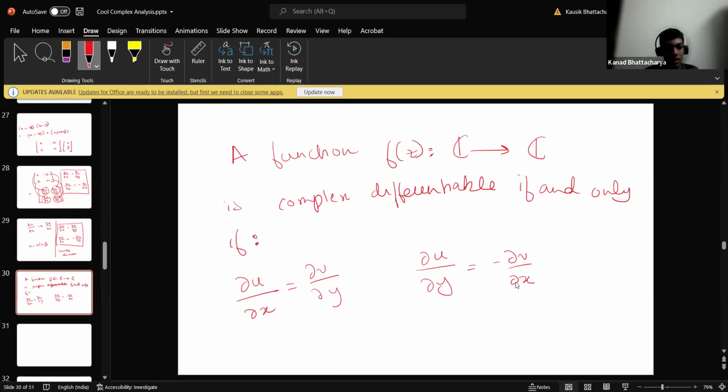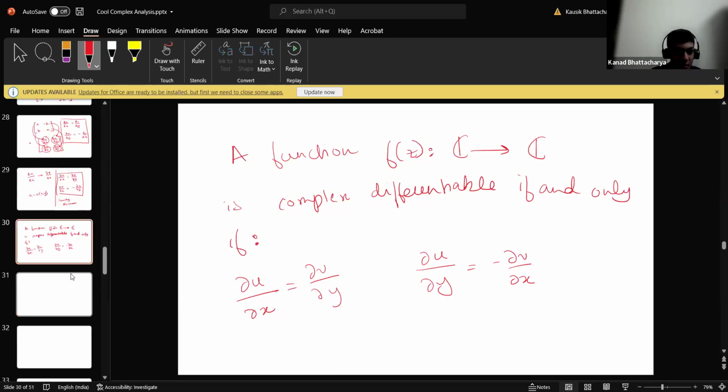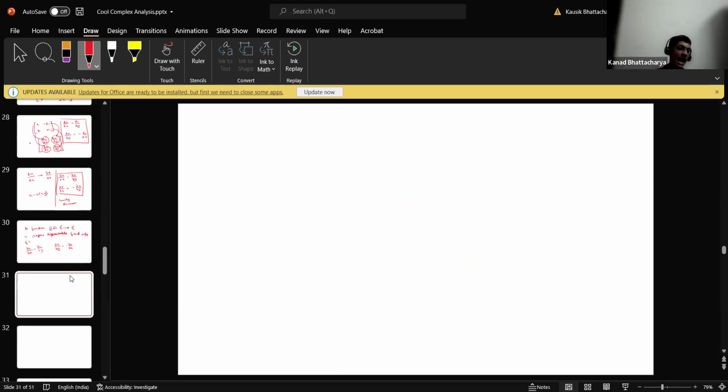Okay, so now there's a really nice way to interpret analytic functions in the sense of a vector field. So what is really a vector field? A vector field is basically a field which assigns a vector to every point in the plane or the space or whatever.